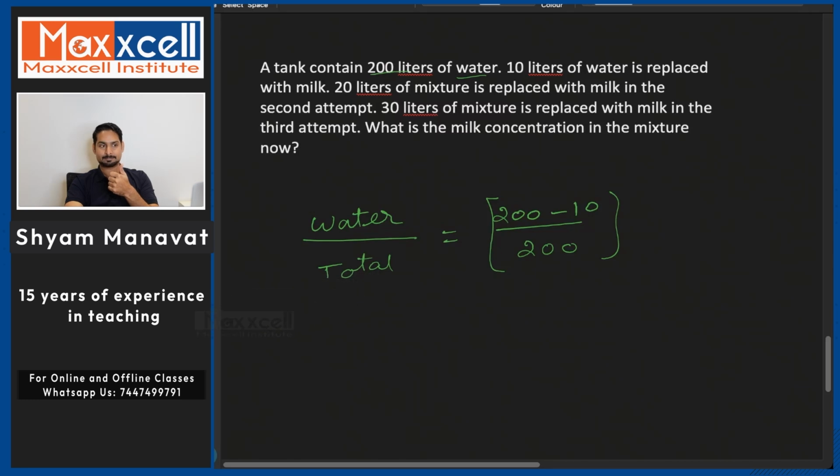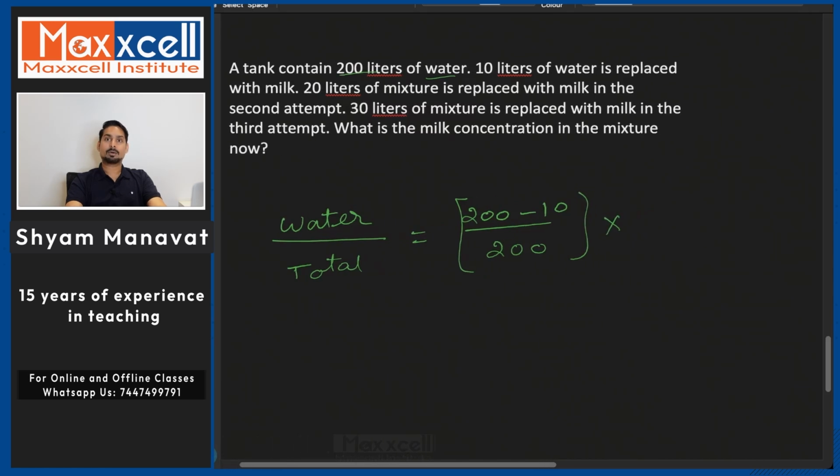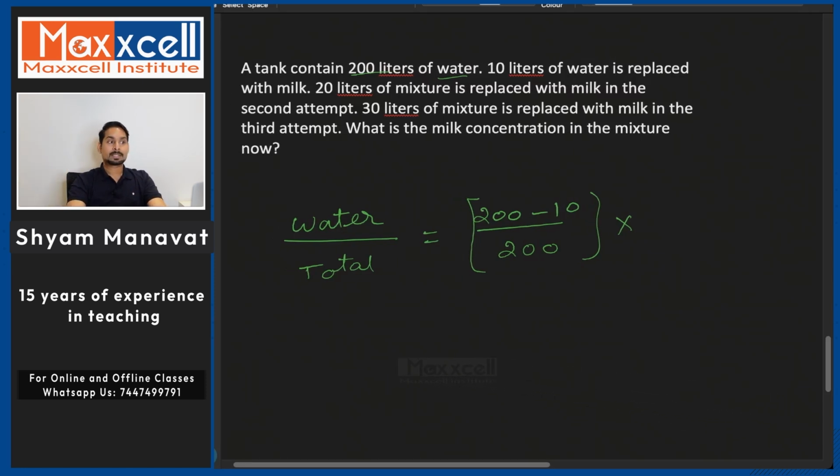Is that clear? Now second time if you do it with a different quantity, you are not removing water. Understand, you are removing mixture. So what is the question? 20 liters of mixture is replaced with milk in the second attempt, 30 liters of mixture is replaced with milk in the third attempt. What is the milk concentration in the mixture now?